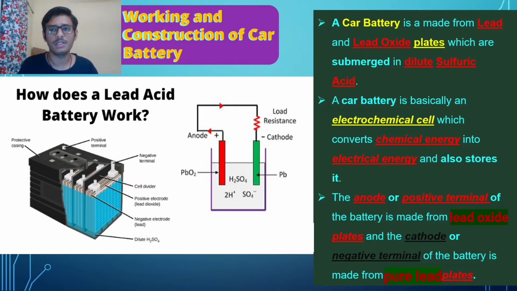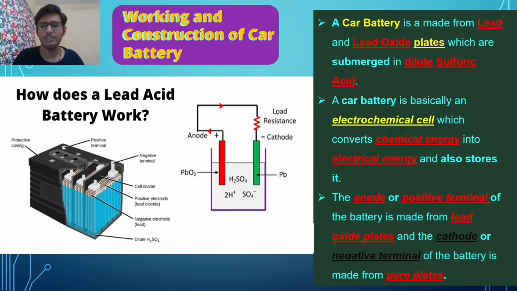A car battery is made from lead and lead oxide plates, which are submerged in dilute sulfuric acid. A car battery is basically an electrochemical cell which converts chemical energy into electrical energy and also stores it. The anode or the positive terminal of the car battery is made from lead oxide plates, and the cathode or the negative terminal is made from pure lead plates.